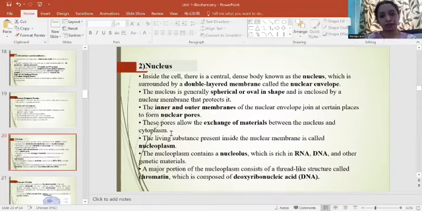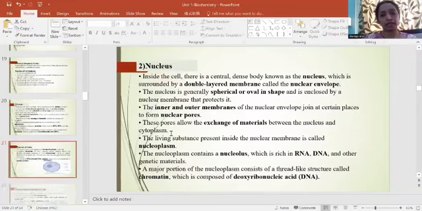The living substance present inside the nuclear membrane is called nucleoplasm. The nucleoplasm contains the nucleolus, which is rich in RNA, DNA, or other genetic materials. It solely contains all the genetic materials. The major portion of the nucleoplasm consists of a thread-like structure called chromatin, which consists of deoxyribonucleic acid.